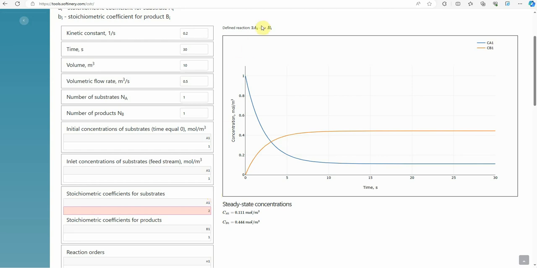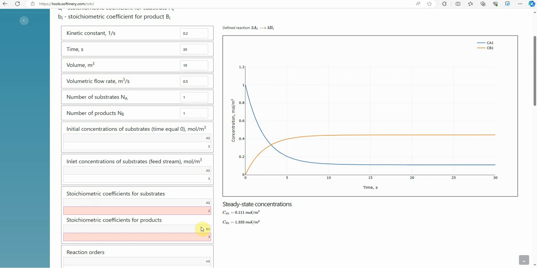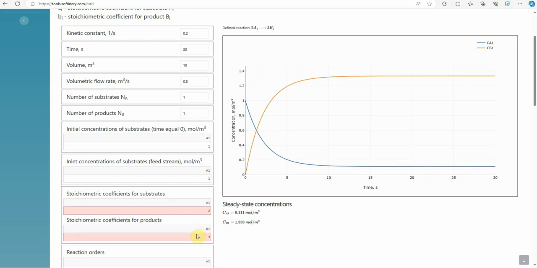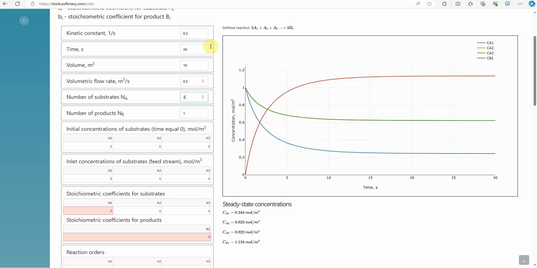Similarly, we can change the stoichiometric coefficient for the product. Choose the cell, type the value, and press Enter. Let's find the row number of substrates and type the value, for example 3. We can see that the reaction is updated every time we change the parameters of the reaction.